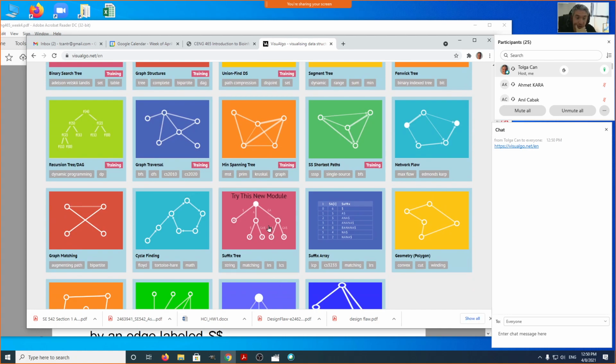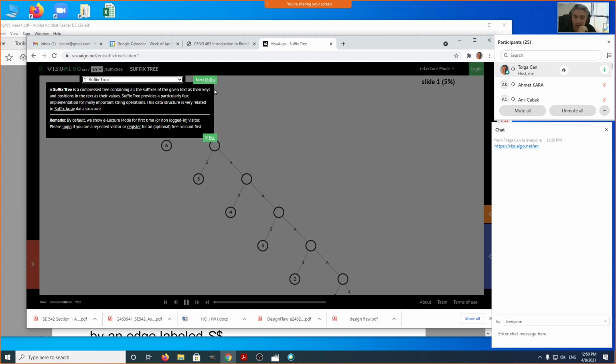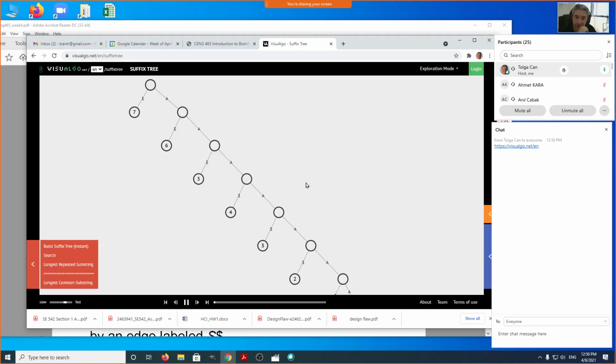and one of these data structures here is the suffix tree. If you click on the suffix tree link here, you'll see that the suffix tree is built for some string. What is the string? Where is the zeroth suffix? Let's build a suffix tree for another one, for example, bananas.